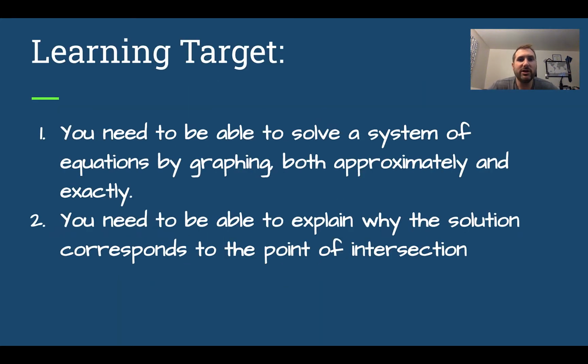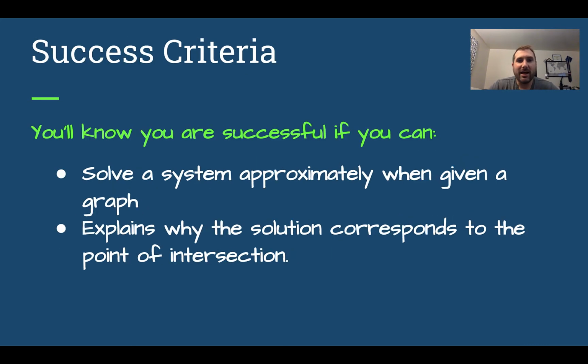After this lesson, you need to be able to solve a system of equations by graphing, both approximately and exactly. And you need to be able to explain why the solution corresponds to the point of intersection. After this lesson, you'll know you're successful if you can solve a system approximately, which means estimating when given a graph, and you can explain why the solution corresponds to the point of intersection.